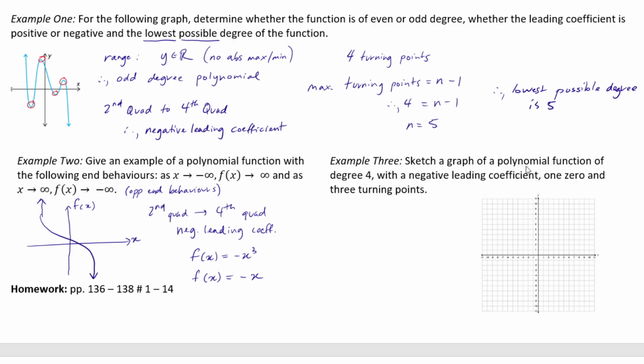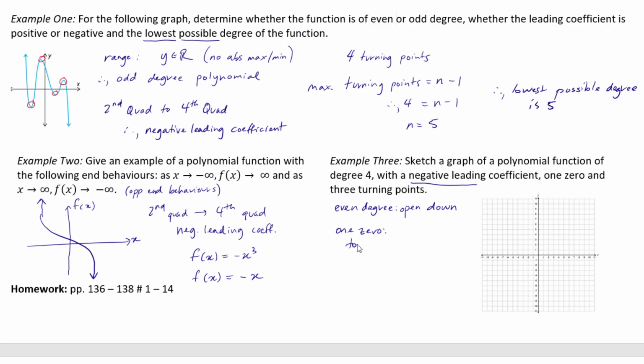Example 3. Sketch a graph of a polynomial function of degree 4 with a negative leading coefficient, 1, 0, and 3 turning points. All right, so this has to be an even degree, which means that it's got to open up or down. But as we can see here, it's got a negative leading coefficient, so that means it's going to open down. If it has 1, 0, right? Well, 1, 0 means that it only touches the x-axis once.